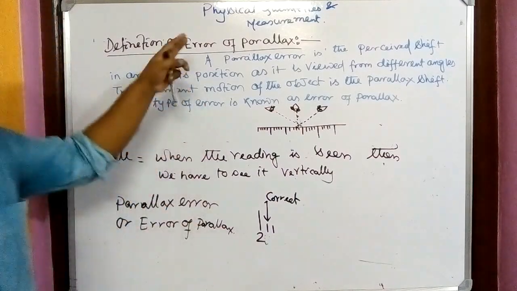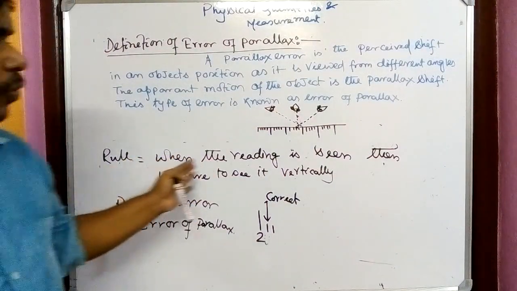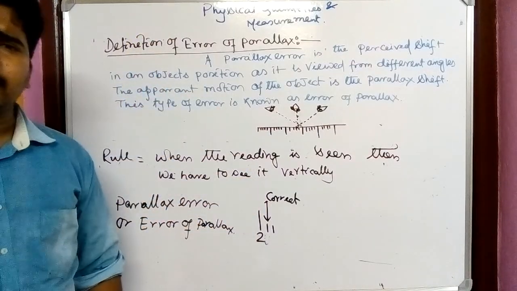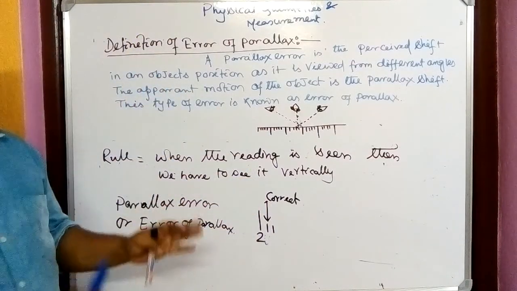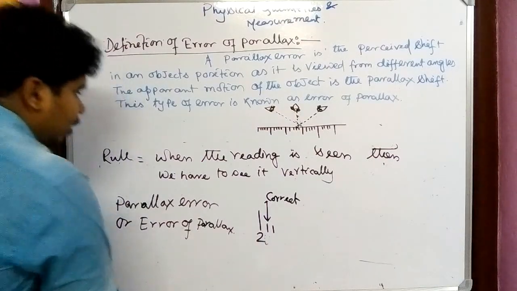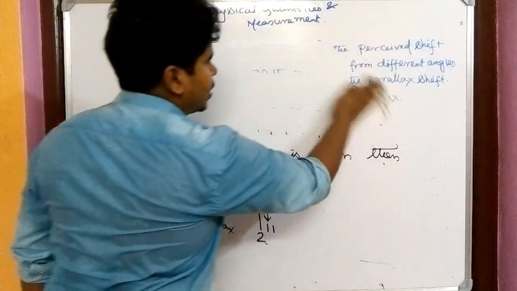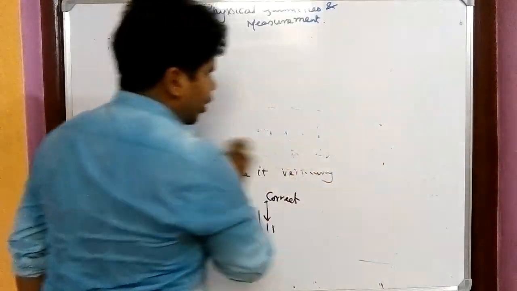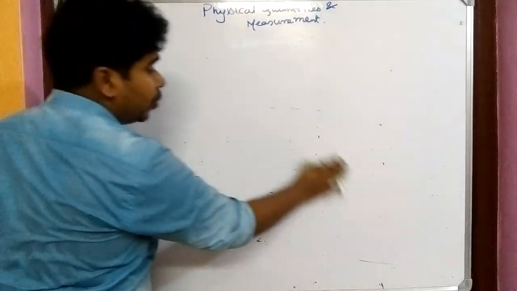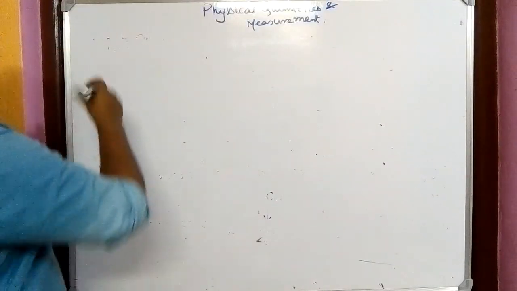So what is error of parallax? It is written here, and it is solved when we see the reading vertically. So that is all about the measurement of length. Now we'll go for another thing, that is the measurement of mass. Maybe the discussion of error of parallax was a little longer, but I hope you all are able to understand.